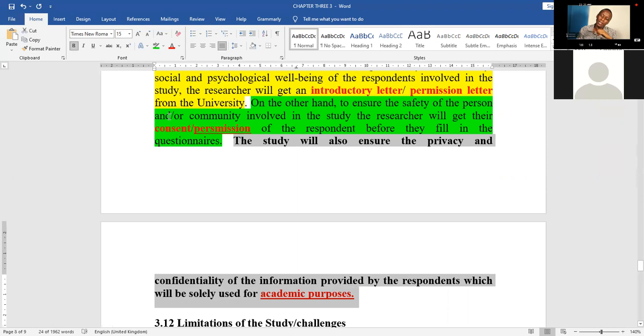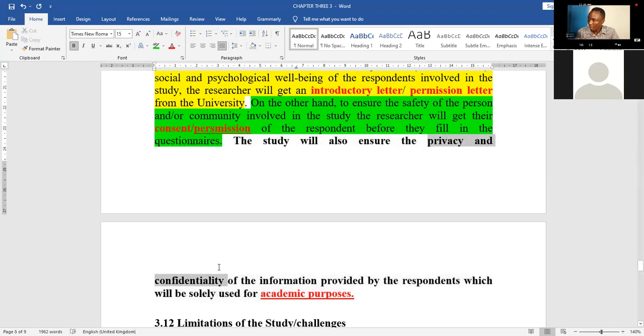Now, what does that mean? It means that when you are giving out these questionnaires to people, of course, these people are going to fill them in. But at the time of giving the questionnaires to the respondents, you're supposed to tell them that the data that you're going to get is going to be used for academic purposes only. We're not going to sell it, you're not going to publish it anywhere else, but you're just going to use it for academic purposes, meaning that you're going to ensure privacy and confidentiality of that information. That is what it means.